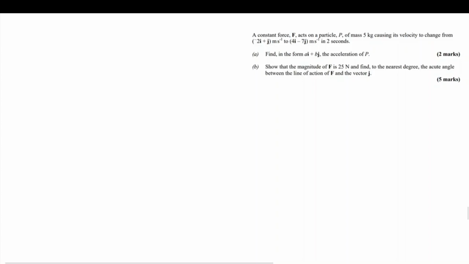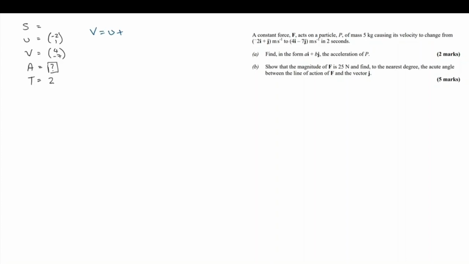Well, we've got quite a few values, so we should be able to use SUVAT. We have the initial velocity, the final velocity, and the time. From there, we should be able to get an expression for the acceleration. So let's go ahead and collect those SUVAT variables, remembering we can keep these in vector form and still work with SUVAT. So the displacement is unknown, the initial velocity as a column vector, negative 2, 1. Final velocity as a column vector, 4, negative 7. We don't know, but are looking for the acceleration, and time equals 2.